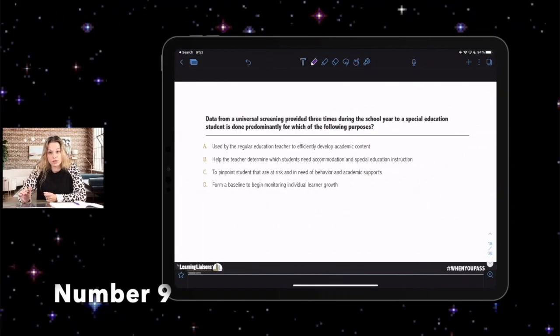Data from a universal screening provided 3 times during the school year to a special education student is done predominantly for which of the following purposes? A, used by the regular education teacher to efficiently develop academic content. B, help the teacher determine which students need accommodation and special education instruction. C, to pinpoint students that are at risk and in need of behavior and academic supports. Or D, form a baseline to begin monitoring individual learner growth.